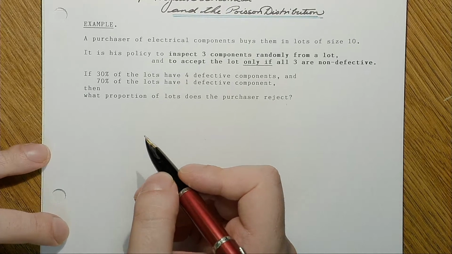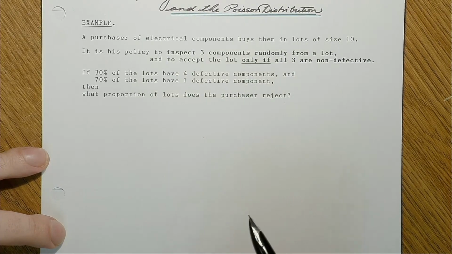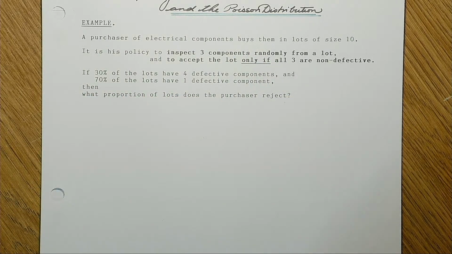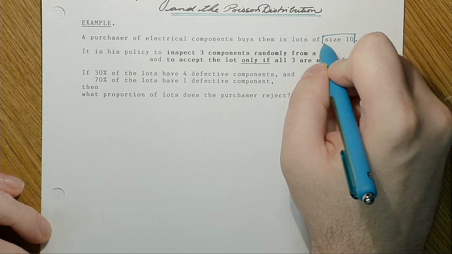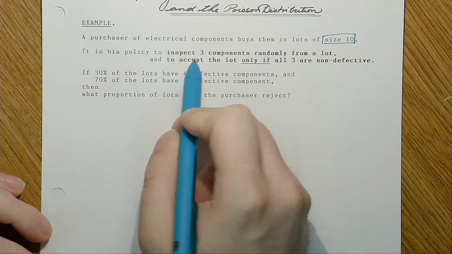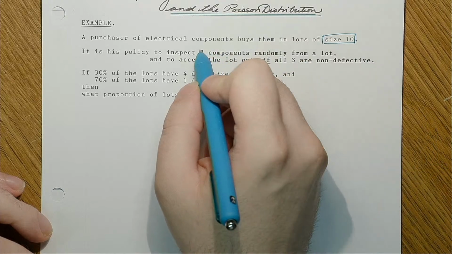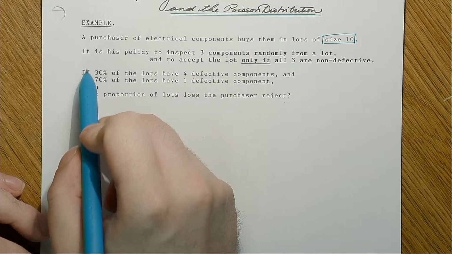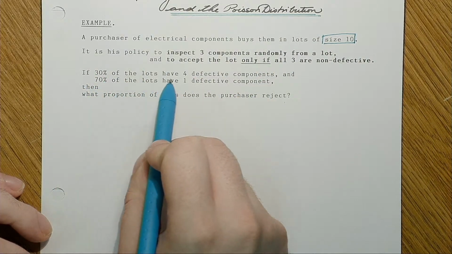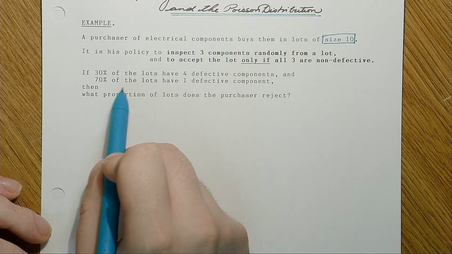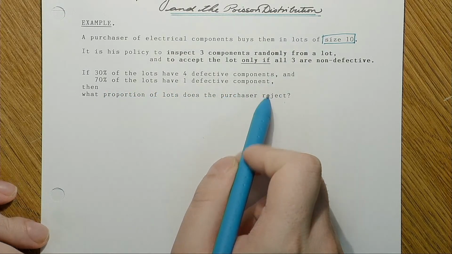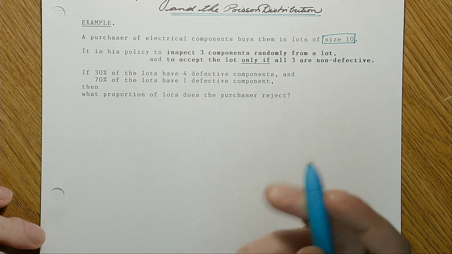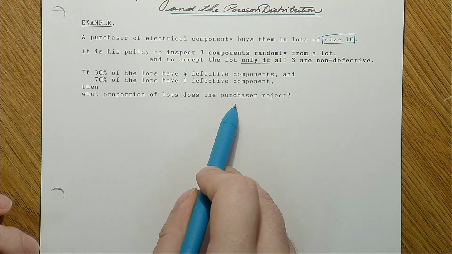So let's consider this example right here. We have a purchaser. They buy them in lots of 10. So this is important: 10. It's his policy to inspect 3 components from a lot and to accept the lot only if all 3 are non-defective. 30% of the lots have 4 defective components and 70% of the lots have 1 defective component. And then we're asked, what proportion of lots does the purchaser reject?